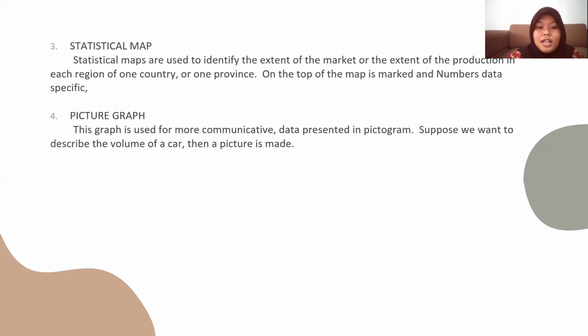Number four, or the last, is picture graph. This graph is used for more communicative data presented in pictograms. Suppose we want to describe the volume of cars. Then a picture is made.